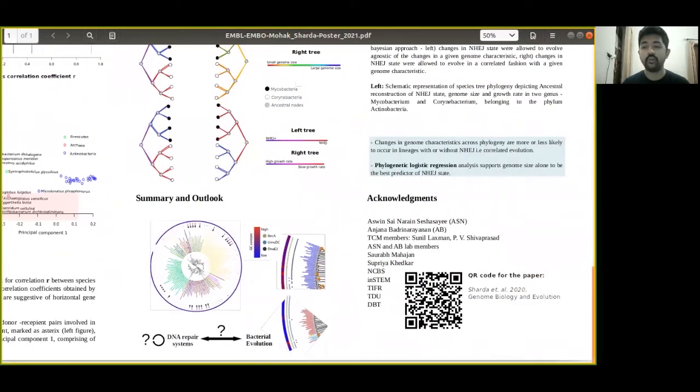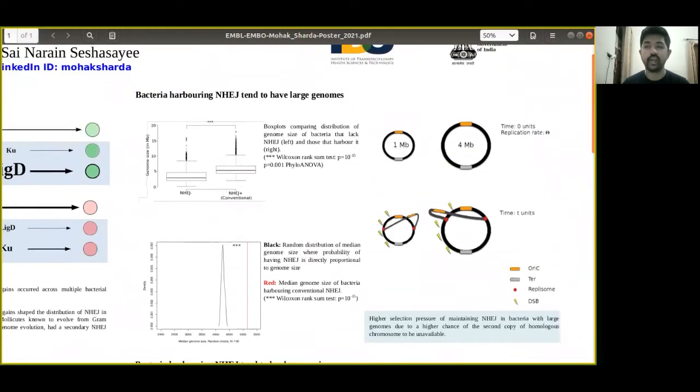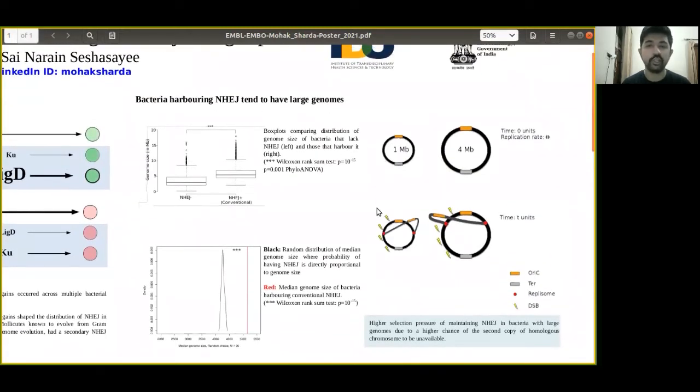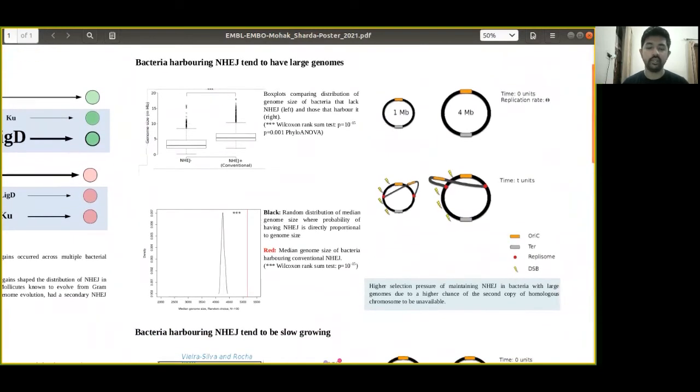And finally, we looked at what evolutionary forces could have contributed to NHEJ evolution. For that, we took two genome characteristics: one was the genome size, and the other was growth rate. Both these characteristics can be thought of as being decisive in carrying out recombination-based repair versus non-homologous end joining repair. We find that the organisms that have NHEJ tend to have larger genome sizes compared to the ones that lack it, and that this is not an artifact of larger genomes coding for more genes.